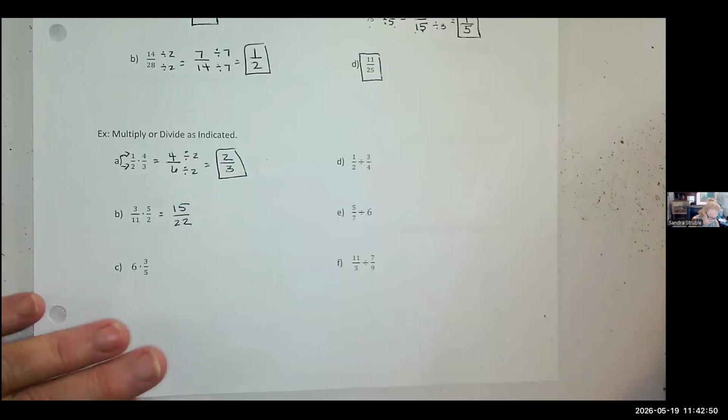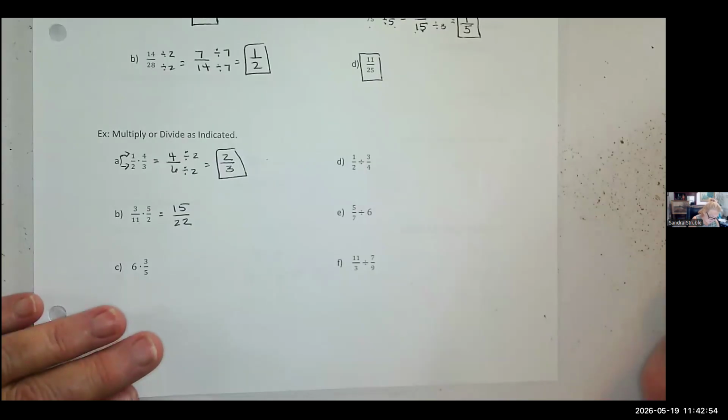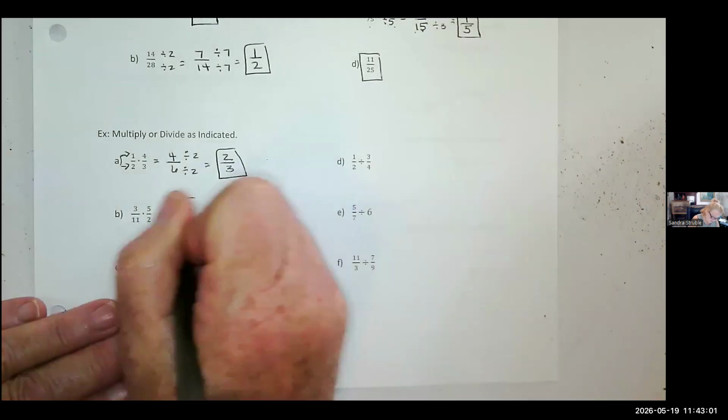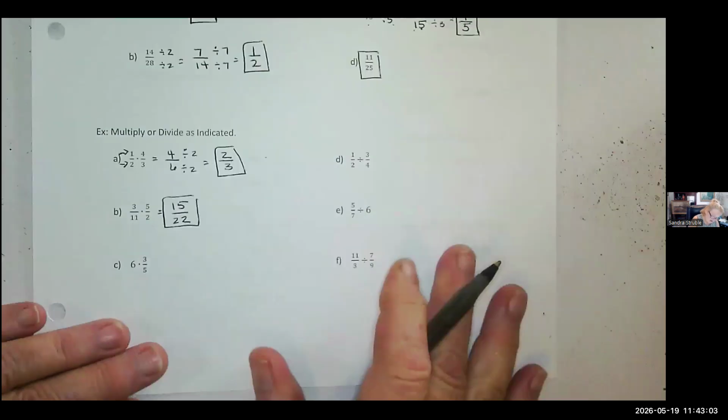Neither one of those have anything in common. 15 is made up of 1, 3, 5, and 15. 22 is 1, 2, 11. So that's as low as it goes. All right, the next one.